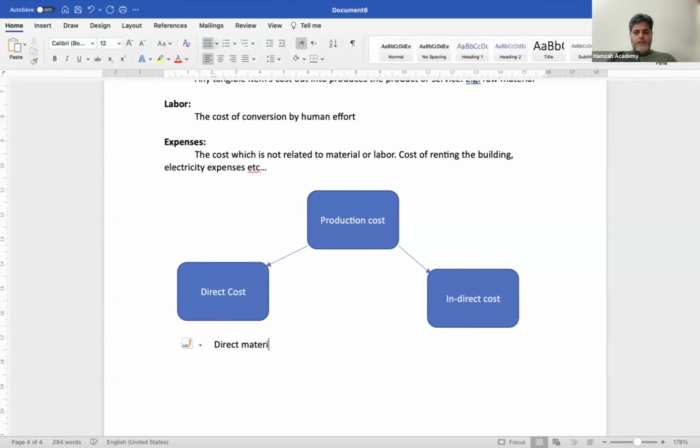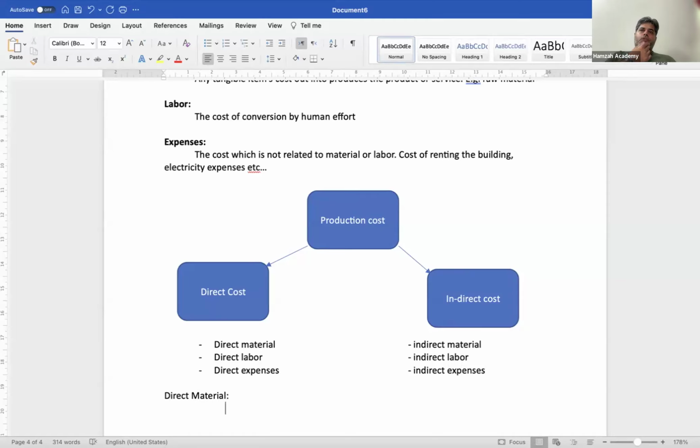This is direct material, direct labor, direct expenses. This is indirect material, indirect labor, and indirect expenses. Now, what is a direct material?